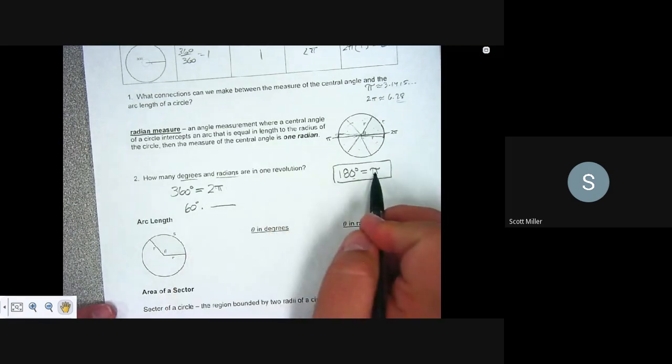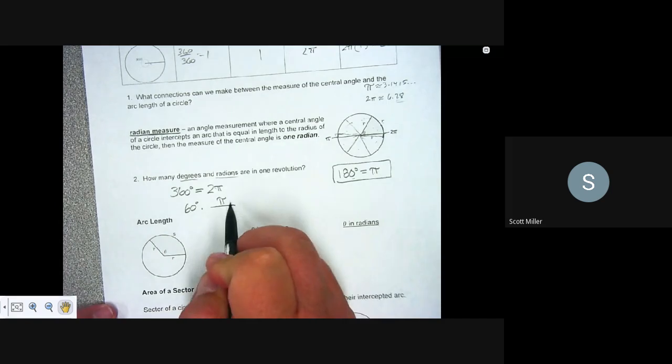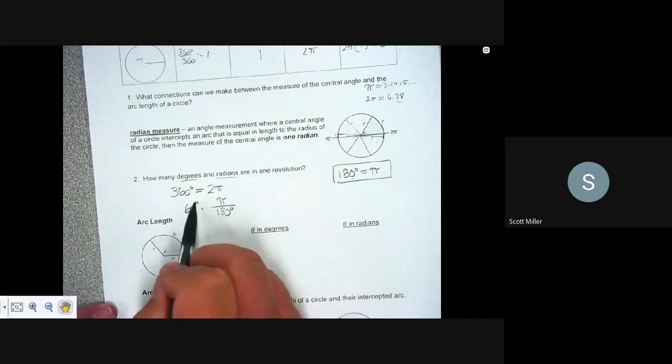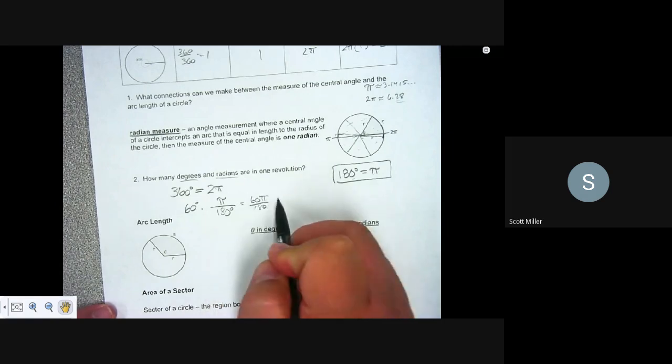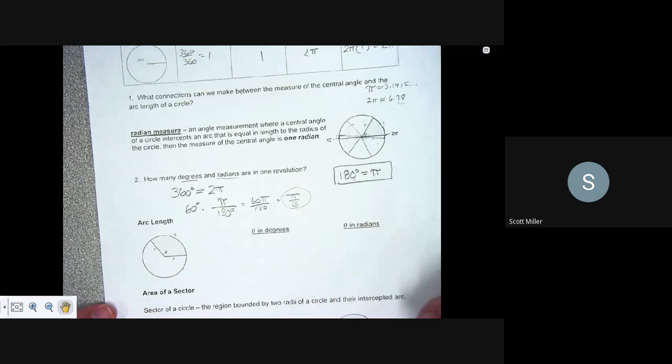So if I want radians, I want pi. Radians is my final answer, so the pi will go on top, and the 180 degrees on the bottom. Remember, you want to be able to cancel your units. So degrees cancel out, and you're left with 60 pi over 180, and you must reduce your fractions, and you'll get pi over 3. So that's how you can use the conversion factor to change between degrees and radians. I'll show you another example a little bit later.